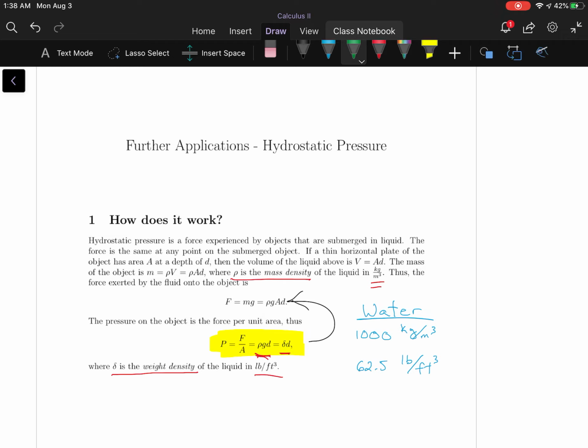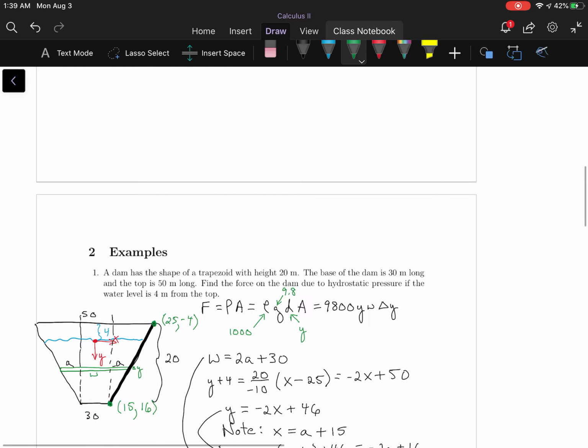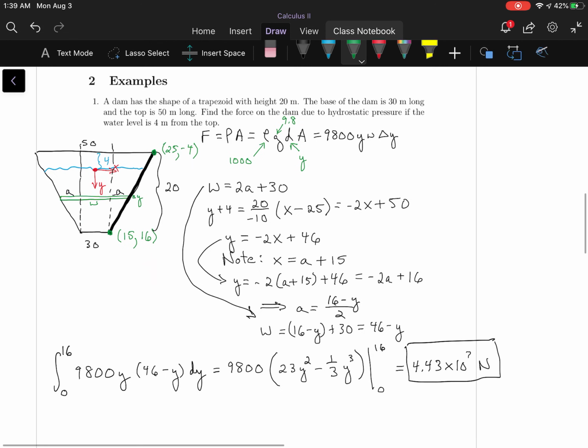I've got in blue here some important foundational information, and that is the mass density and weight density for water. So water has a mass density of 1,000 kilograms per cubic meter, and in pounds per cubic feet, that weight density is 62.5. And so you will see me make use of both of those values in the coming problems. Let's take a look at problem 1.